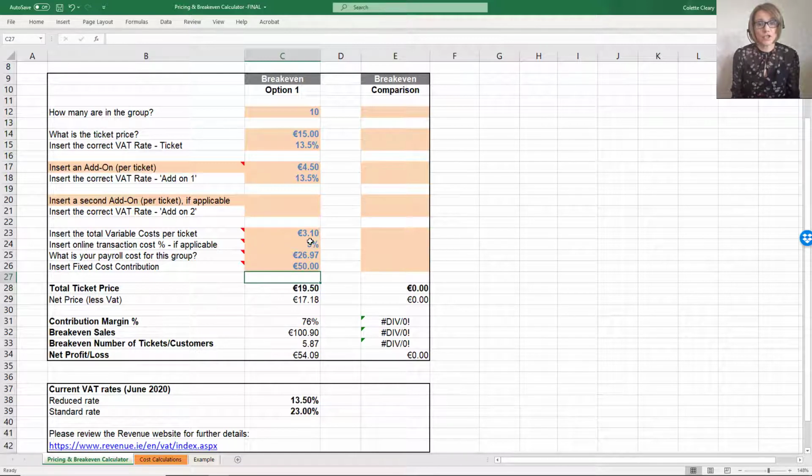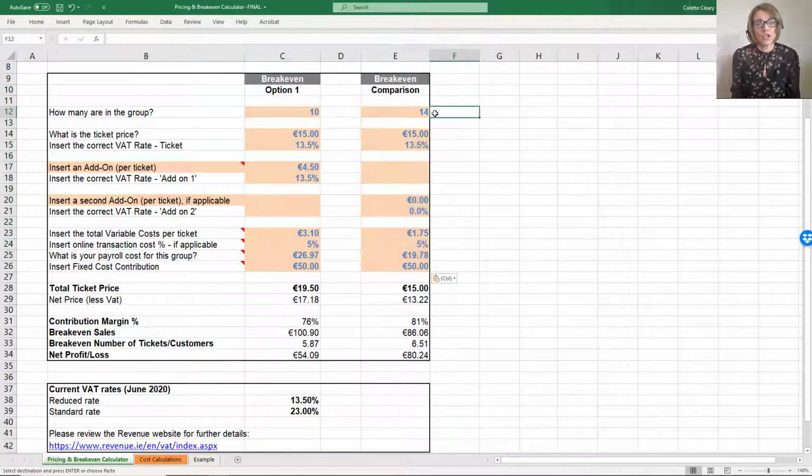The total ticket price is shown here. This is the ticket price including the add-ons and VAT. The net ticket price, that is the full ticket price excluding VAT, is shown here. These cells will then calculate your break-even sales required, your break-even units required, and your net profit or loss. The break-even sales is the amount of sales the business has to achieve in order to break even. The break-even number of tickets or customers is the number of units that the business has to sell to break even.